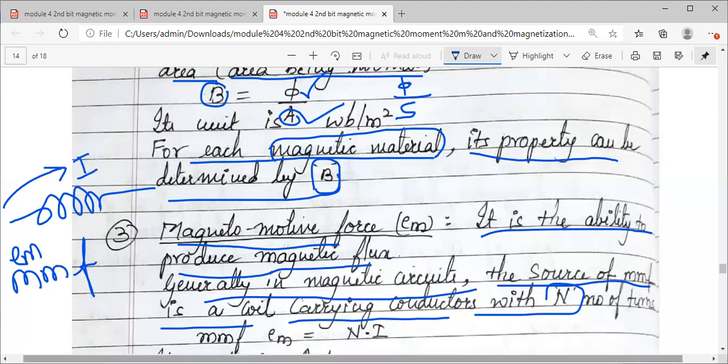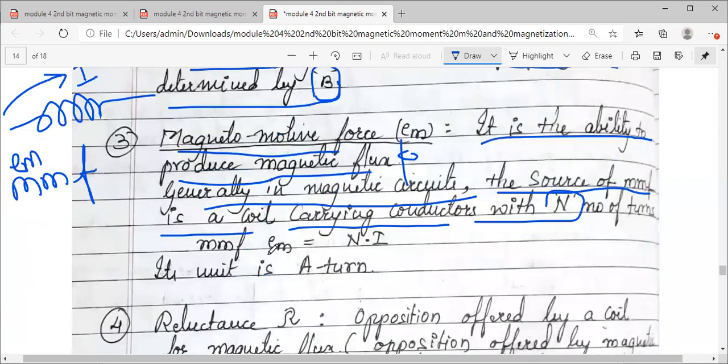What is magnetomotive force? It is the ability of that circuit to produce the flux phi. And MMF, denoted by Em, is given by N into I. N is the number of turns in the coil or the conductor, into the current that is flowing. So it is directly proportional. Current is measured in amperes, N is the number of turns, so ampere turn is the unit of MMF.